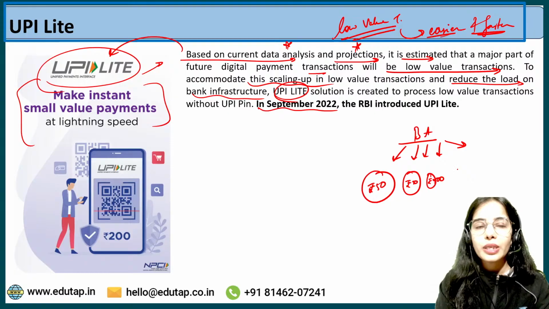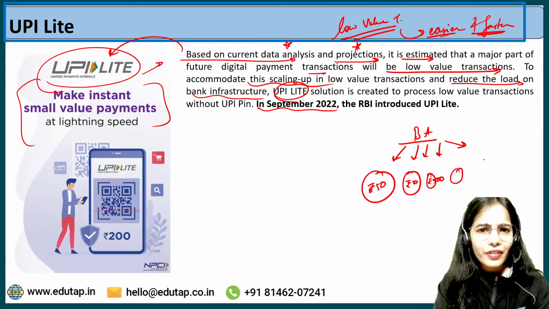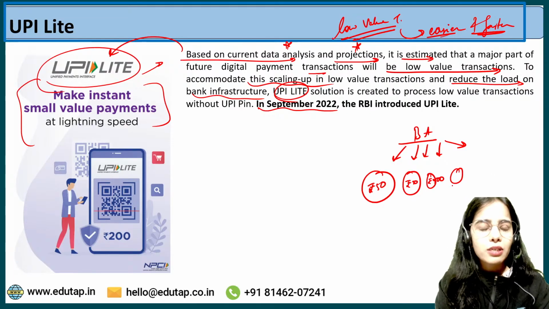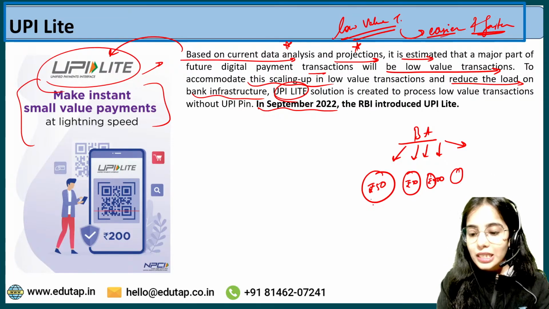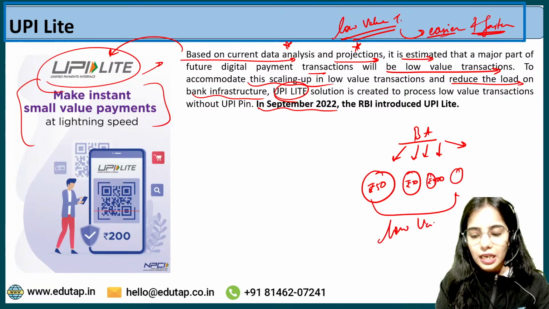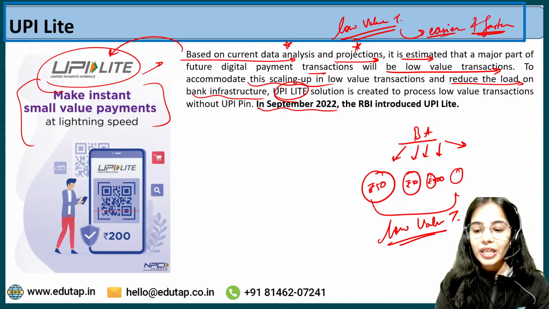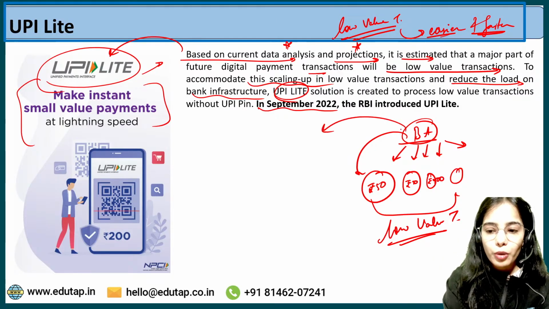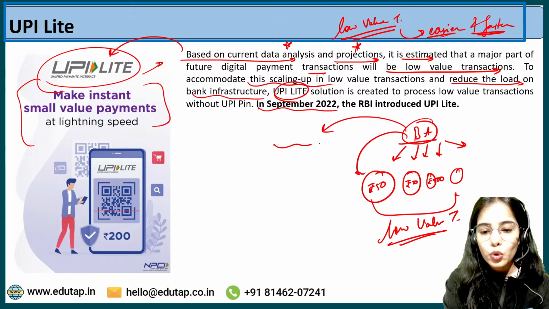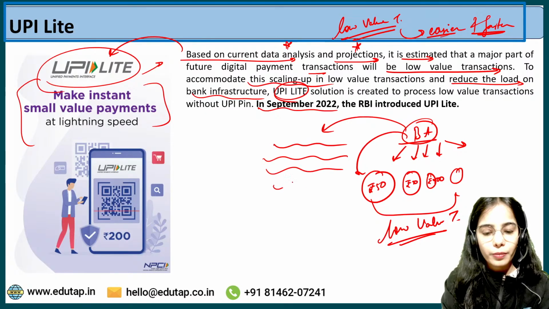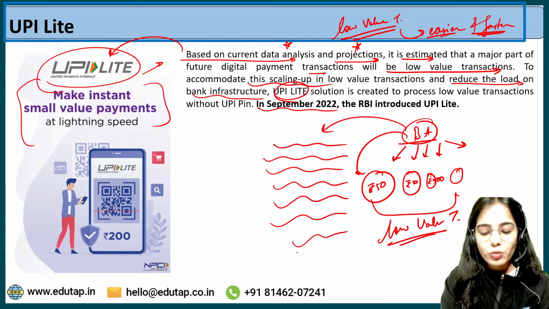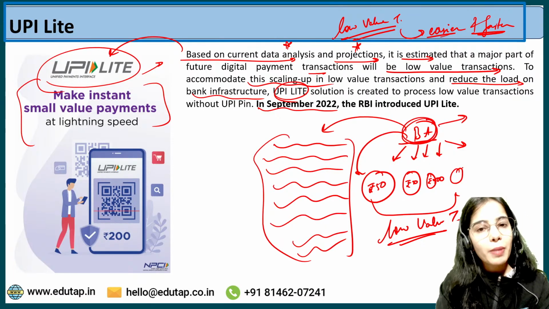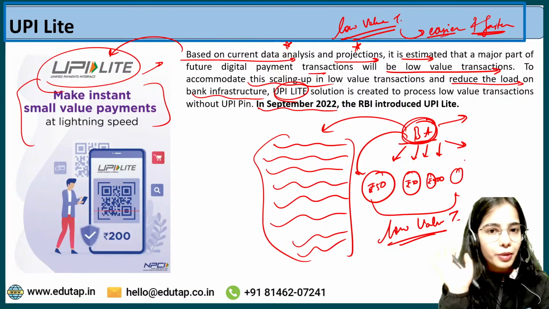You are going to another vendor, a beauty parlor or a shoemaker, and you are giving 10 rupees, 20 rupees, 30 rupees, 40 rupees. So these are the low value transactions that are happening, and again from the bank account you are taking out the money. The bank will have to show these transactions in your passbook. Whenever you print your passbook, these transactions will be shown, and these will be recorded in the bank also, because the transaction is happening through the bank account.